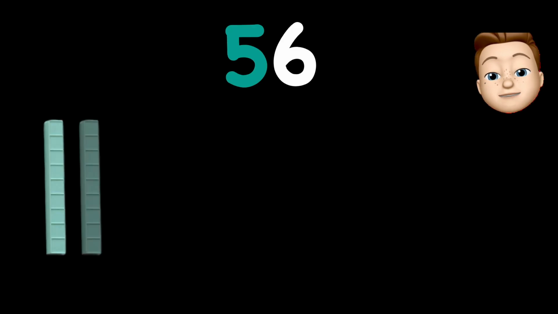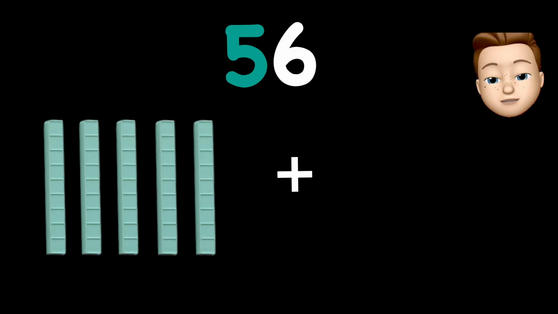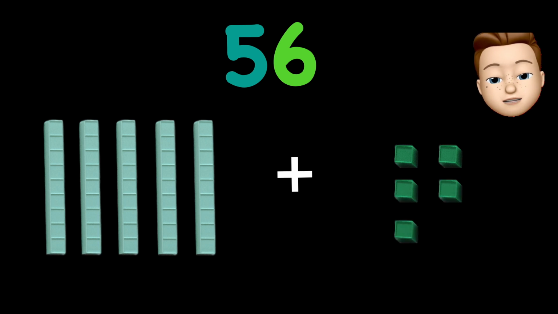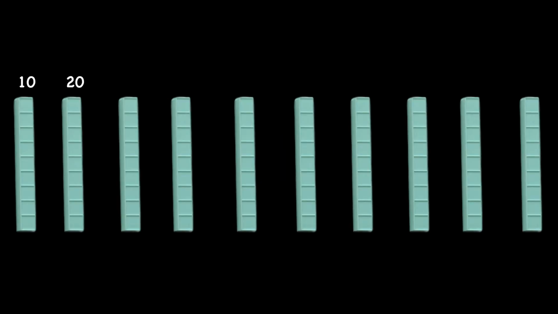So in this number, the number 56, which number is the 10 and which number is the unit? That's right. You've got 5 tens and 6 units. We can also count in tens. 10, 20, 30, 40, 50, 60, 70, 80, 90, 100.